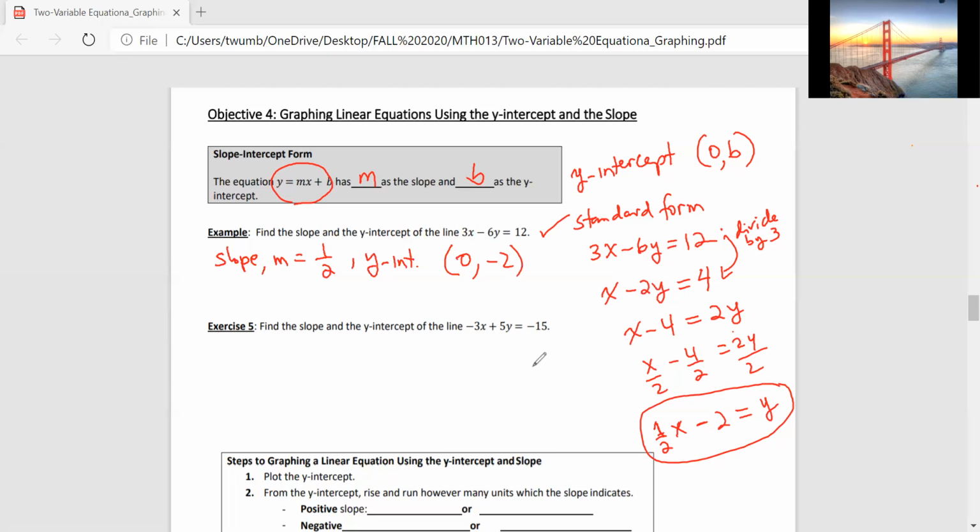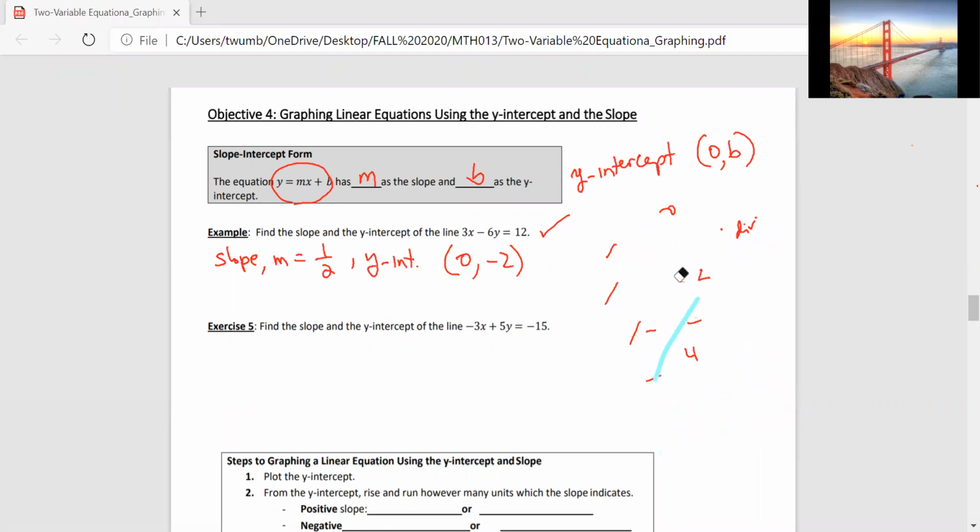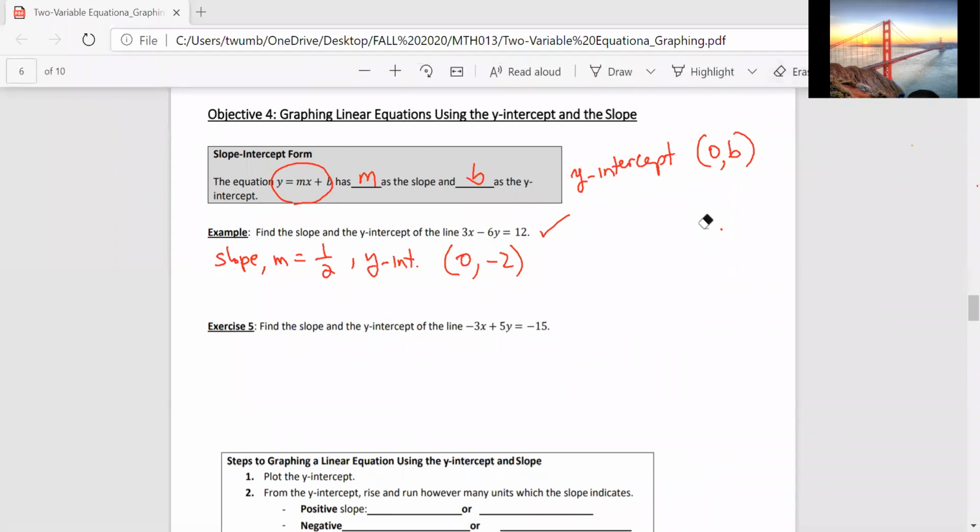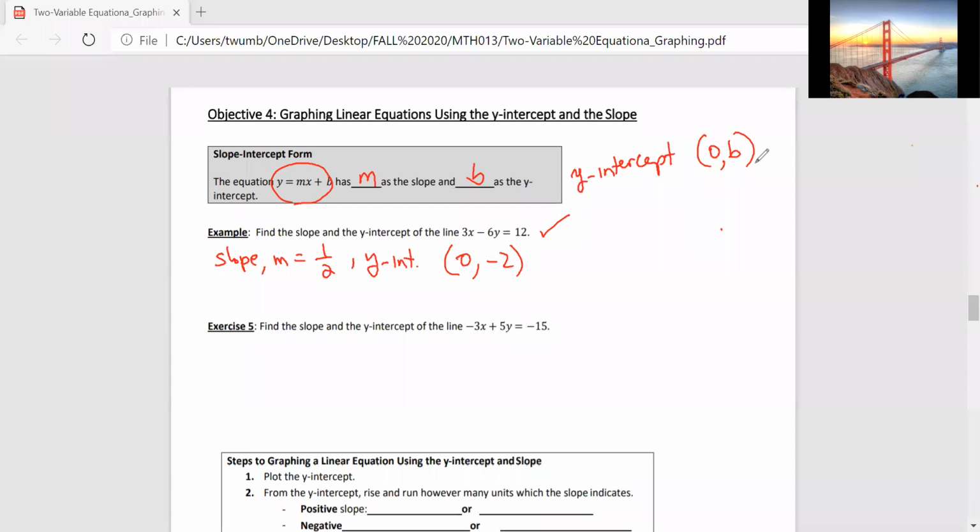It's the same idea here. Let me just get rid of this now that you know. So let me get rid of that and do the b parts for you. I mean the exercise 5 as well. Now in this particular case, I can't divide any of this by any number. It's nothing common. So all I'm going to do is, with my -3x plus 5y equals -15, I'm going to solve for y.